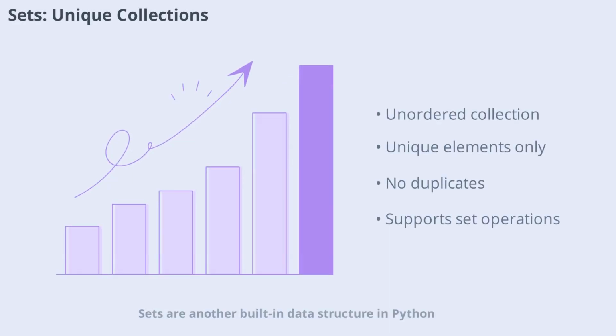Sets are another built-in data structure in Python, designed to store unique elements. They're unordered so the items don't have a specific position, and duplicates are automatically removed. Sets are great for tasks like removing duplicates from a list or checking for membership. You can create a set using curly braces like mySet = {1, 2, 3}. Sets also support mathematical operations like union, intersection, and difference, making them powerful tools for data analysis.